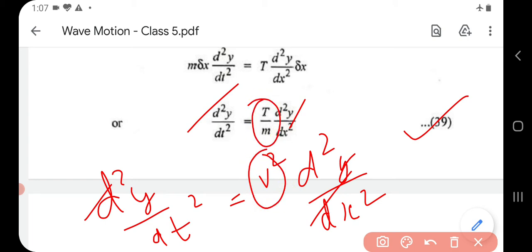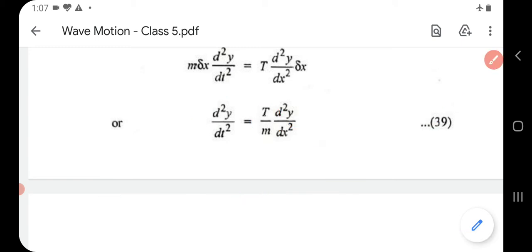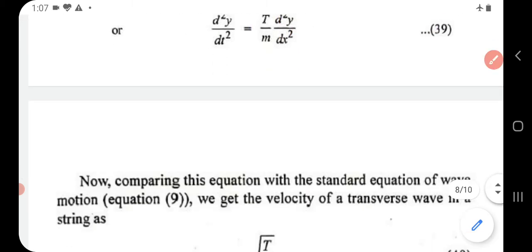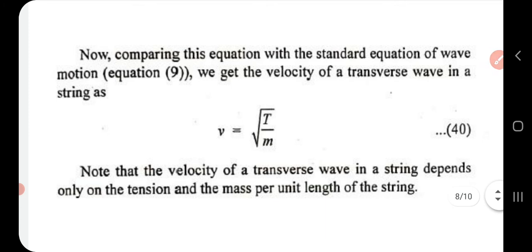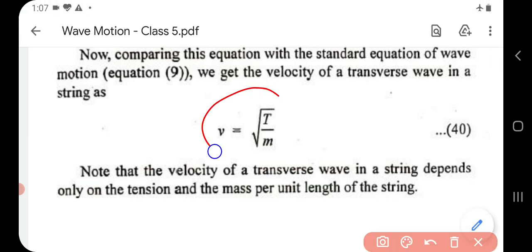So what will be the velocity v? It will be root of T by m. That is the velocity of your transverse wave developed in the string. See equation 40. So now you have derived the expression for the velocity of the transverse wave developed in the string.